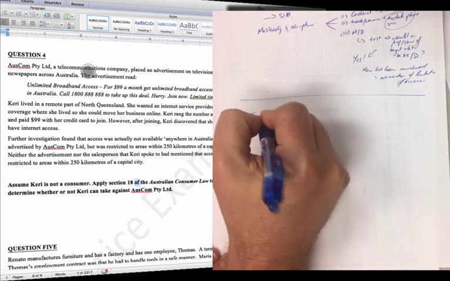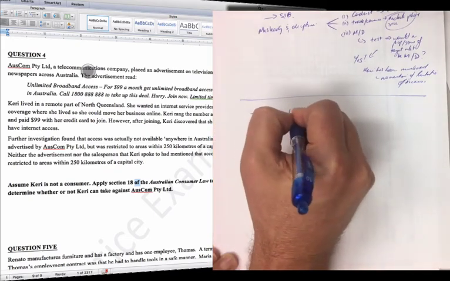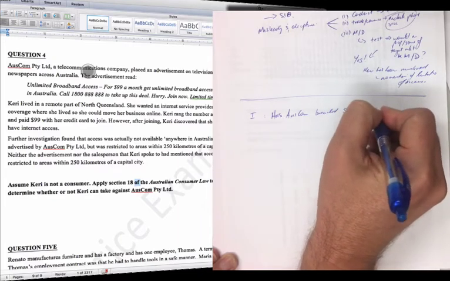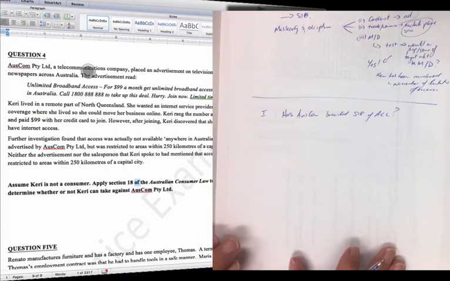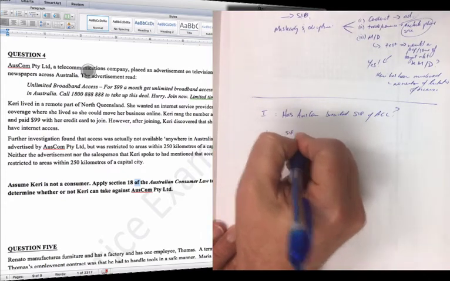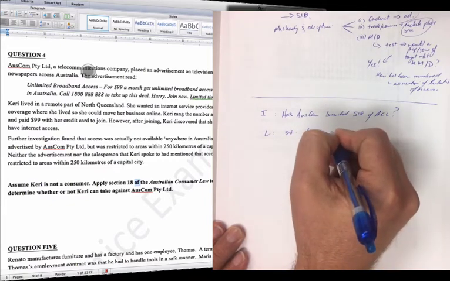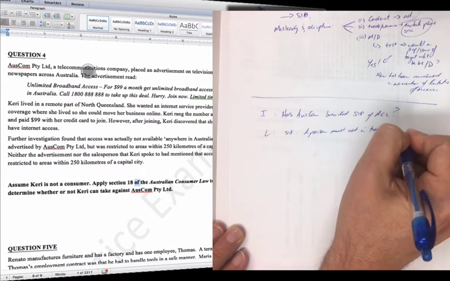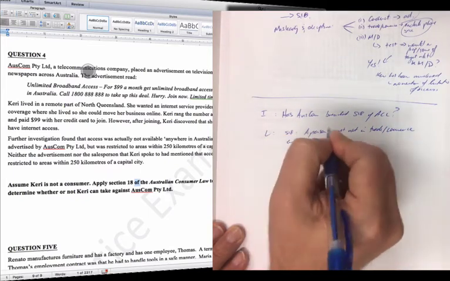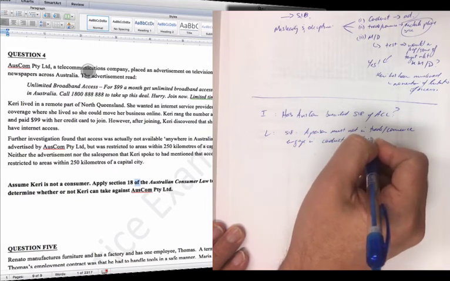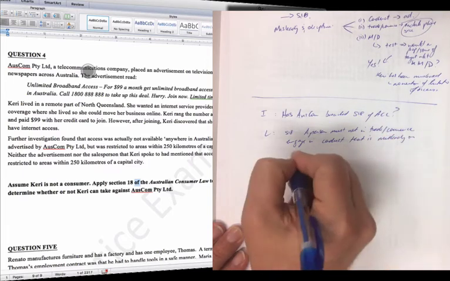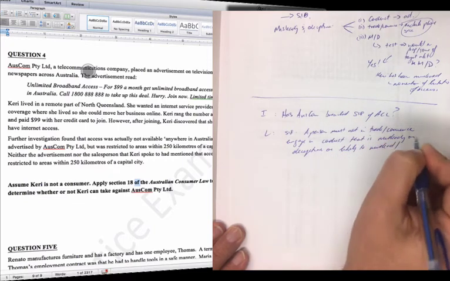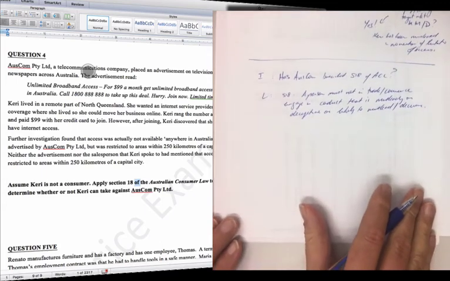So I'm going to do my issue. Has Ozcom breached Section 18 of the Australian consumer law? Because if they have, Kerry can take action. If they haven't, she can't. Law, Section 18. A person must not in trade or commerce engage in conduct that is misleading or deceptive, or likely to mislead or deceive. Okay, so that's pretty clear.